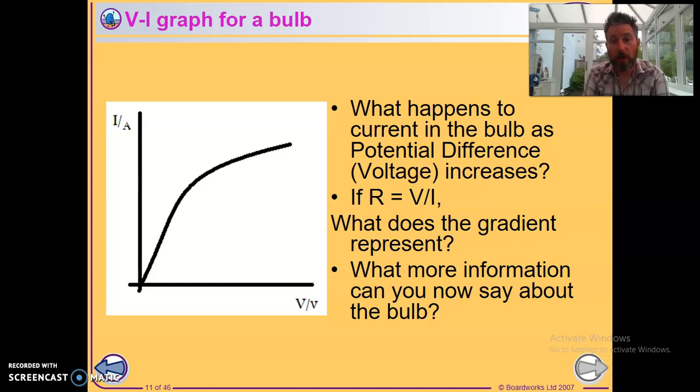So the gradient is the resistance. So we can calculate the resistance of this. But what that tells us is it's non-ohmic. At high temperatures, the resistance massively increases. So it's a non-ohmic resistor.